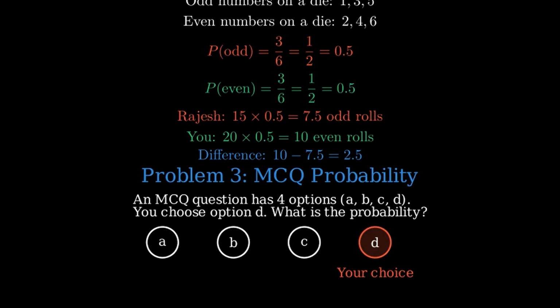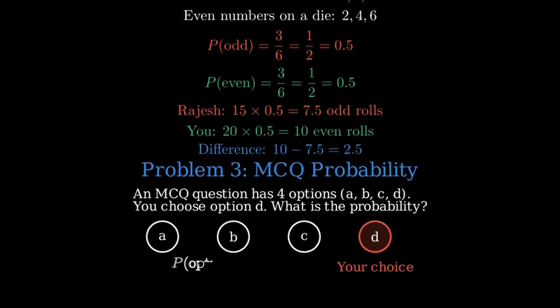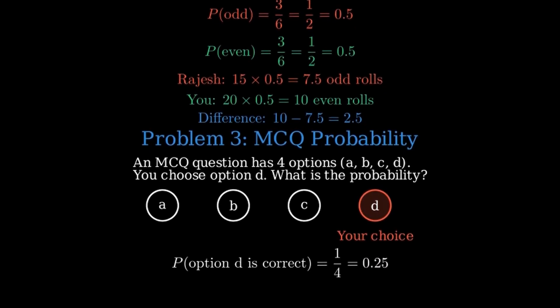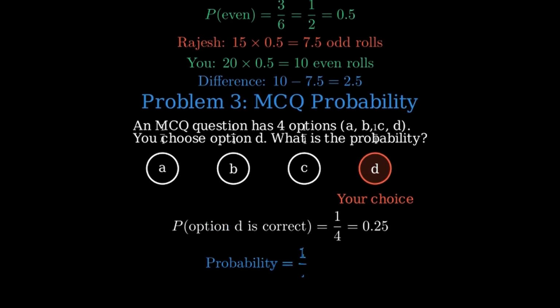There are 4 options, and only one of them is the correct answer. Since we don't have any other information, we assume that all options are equally likely to be correct. So the probability of any one option being correct is 1 divided by 4, or 25%. Therefore, the probability that option D is the correct answer is 1/4, or 0.25.